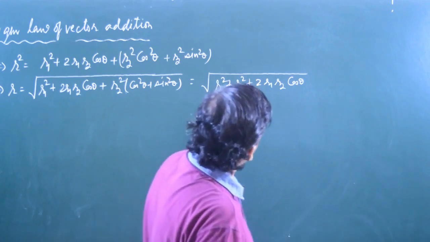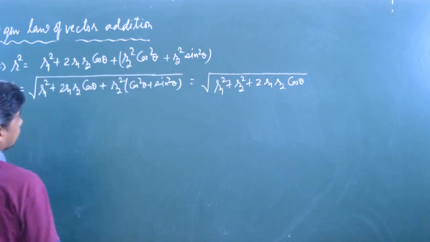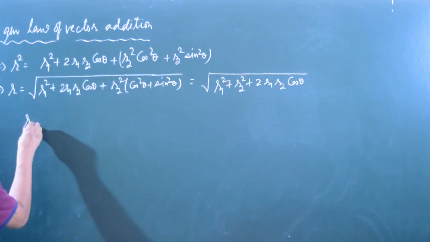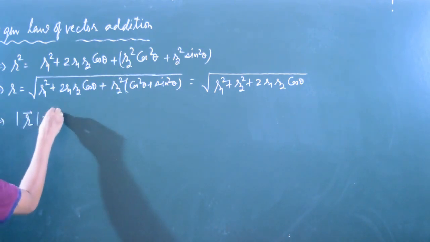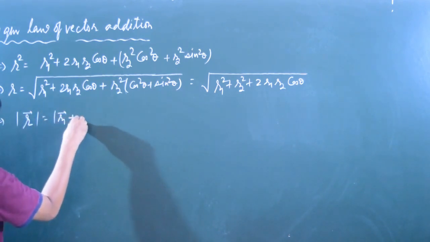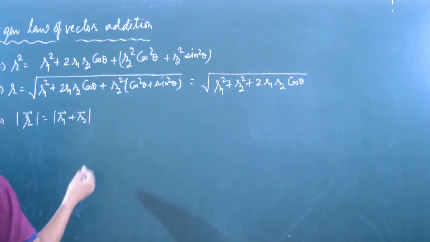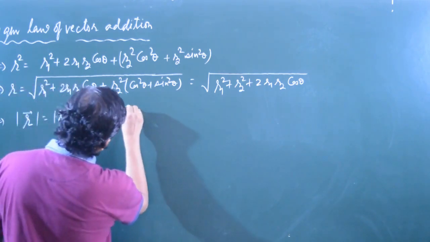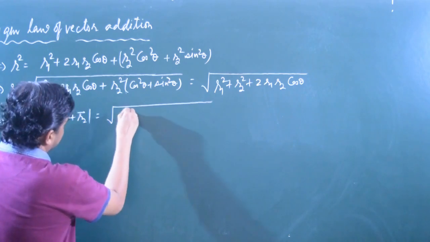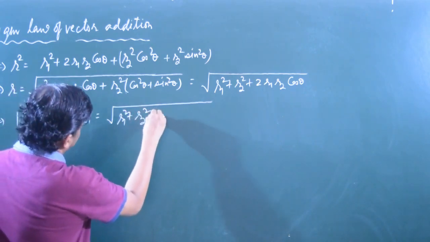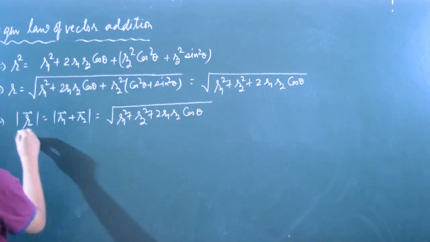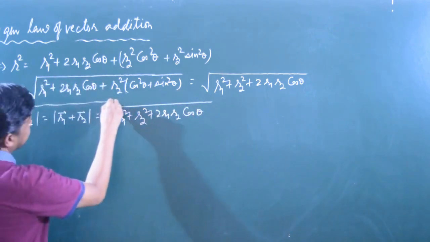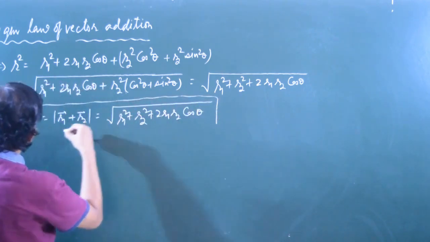So resultant of the two vectors having theta angle between them using parallelogram law of vector addition, it implies that the magnitude of the resultant we have is equal to under root R1 square plus R2 square plus 2 R1 R2 cos theta. Okay, it is the magnitude of the resultant.